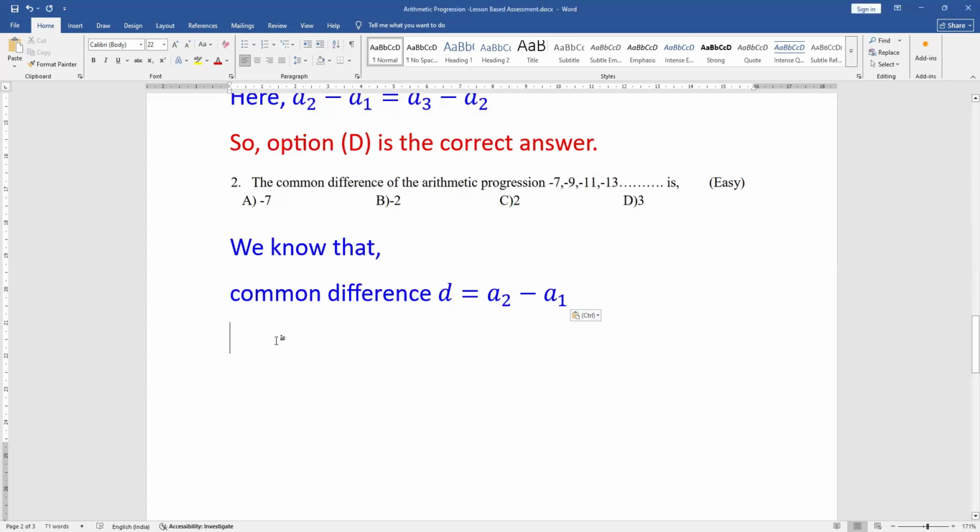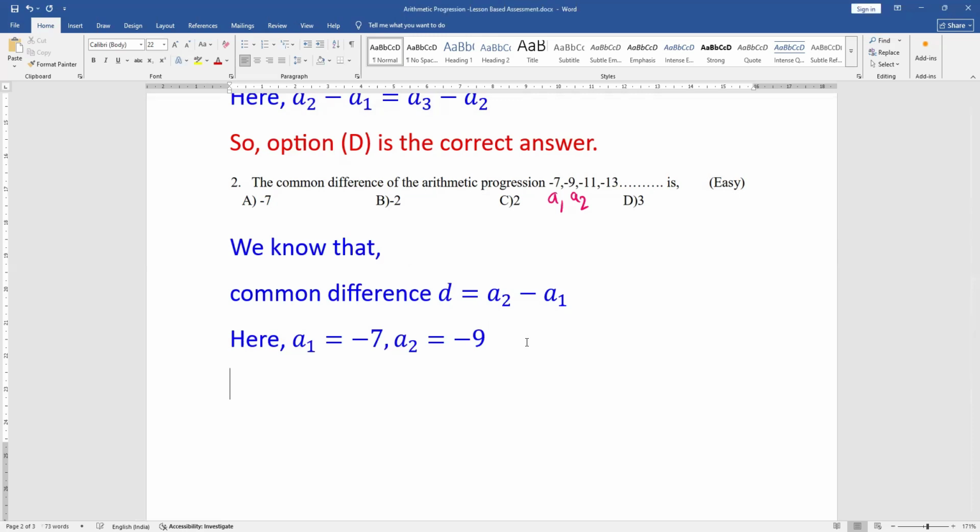Okay. Now let us first identify a1 and a2. Here this is the first term, and this is the second term. So a1 is -7, a2 is -9. So let us write that. Here a1 is -7, then a2 is -9.